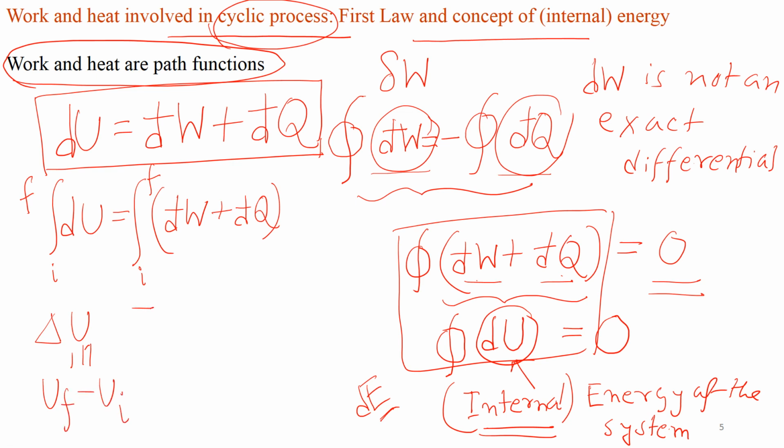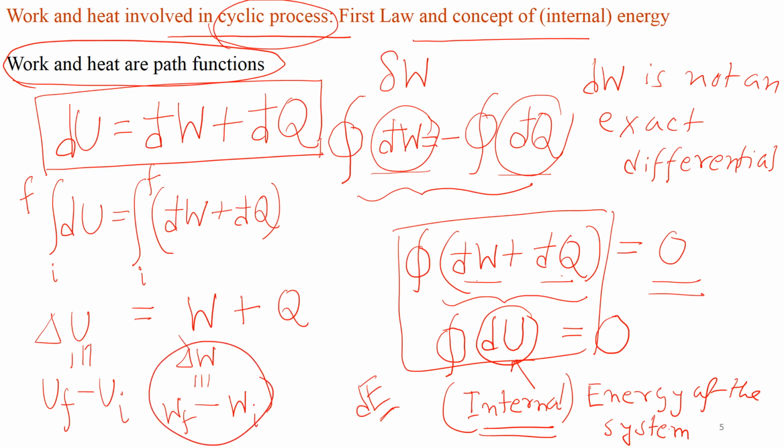Now, when we write the right hand side, I write here W plus Q, because if I write it as delta W, that would mean the work done in the initial state and work done in the final state, which is meaningless, because work is a form of energy in transit. Same is true for Q, and work and heat are path functions.